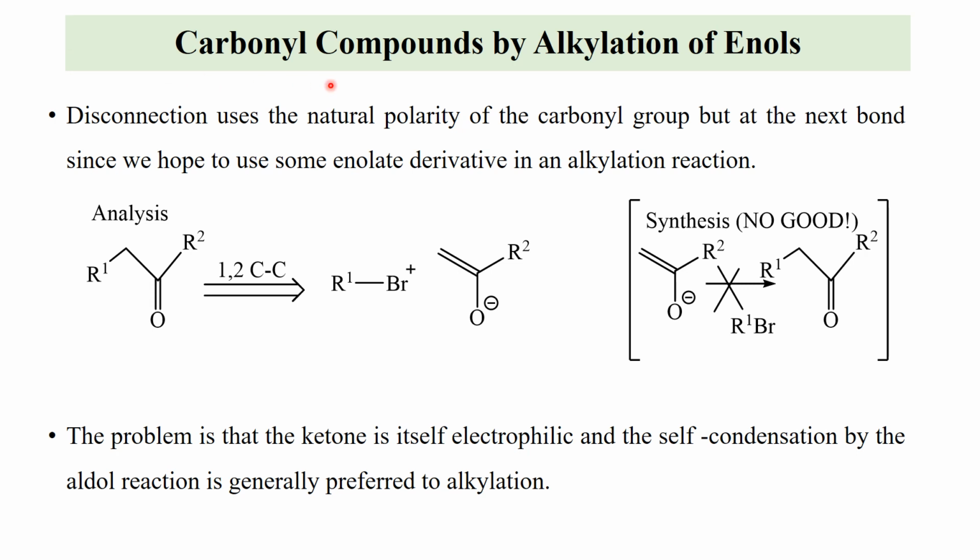Next is the synthesis of carbonyl compounds by alkylation of phenol. Here is a ketone. When we disconnect this R1, we obtain an alkyl halide and an enol.